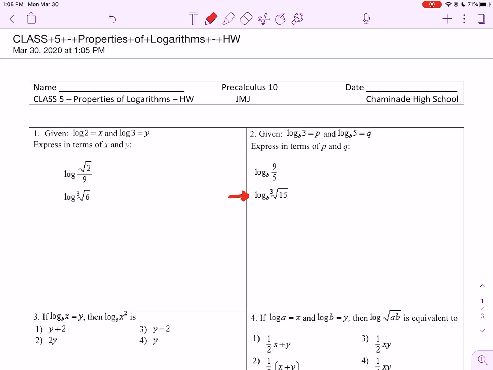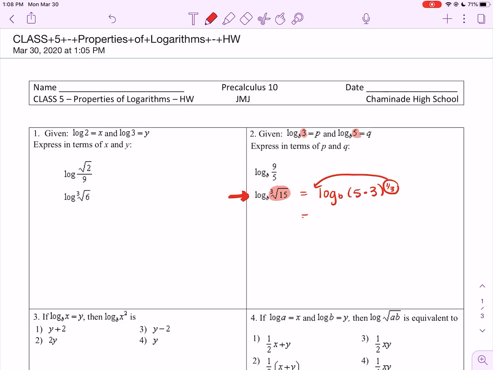Remember, when we looked at this during the classwork session, we said, let's take a look and let's focus on what's on the inside and see if we can rewrite it in terms of 3s and 5s, so we can use the properties of our log to expand and then replace them with p's and q's. If we think about this one, this is the same as log base b of 5 times 3 to the 1/3 power. Let's start expanding using our rules.